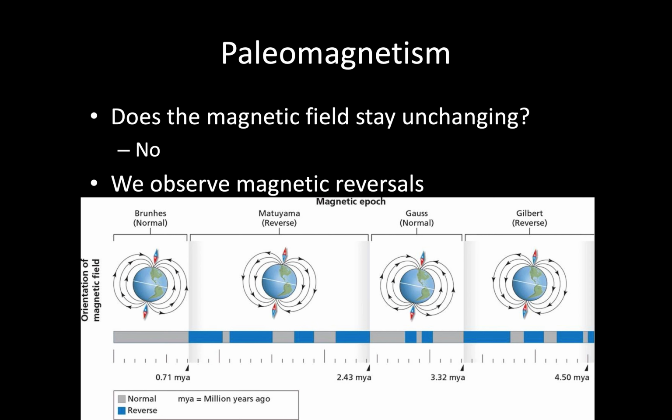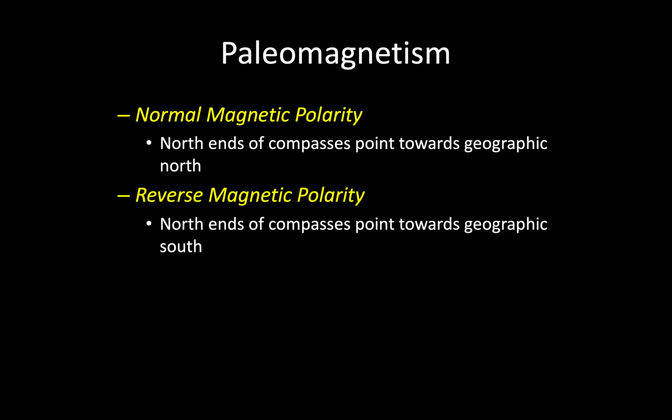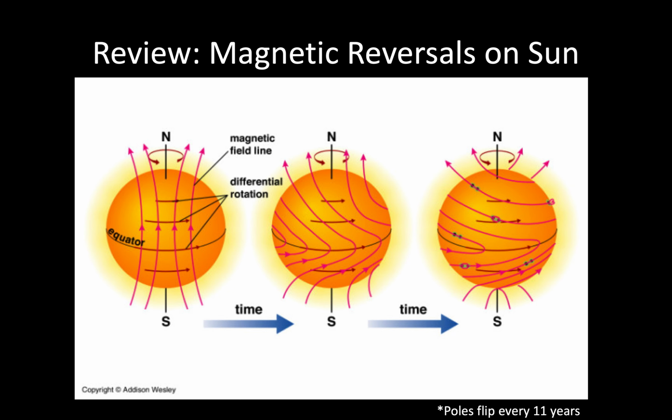Now, we don't know why it does this, not really. We don't know how long it takes. It doesn't do it on a timeline that we understand. If you look at this bar here, you see that it's not happening on a steady timeline, but it does do it. So normal polarity means the north end of the compass points towards geographic north. So north points towards north, that's normal. Reverse is when north points towards south. So let's see how we can use this to figure out plate tectonics.